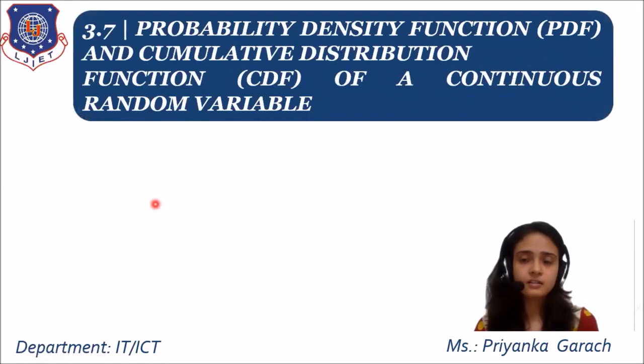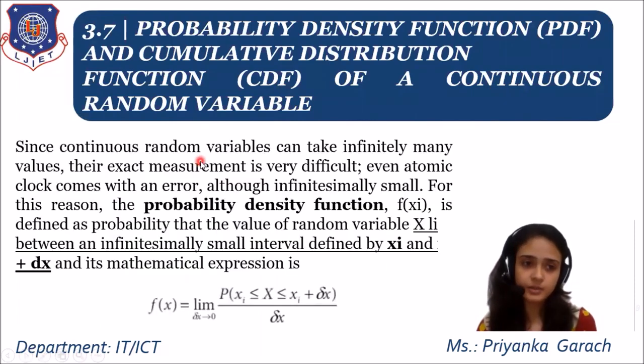Now let's understand the probability density function, that is the PDF, and the cumulative distribution function, that is the CDF, of a continuous random variable. Previously we have seen these for the discrete random variables. Now we are analyzing all the formulas and we will see the PDF and CDF for the continuous random variable.